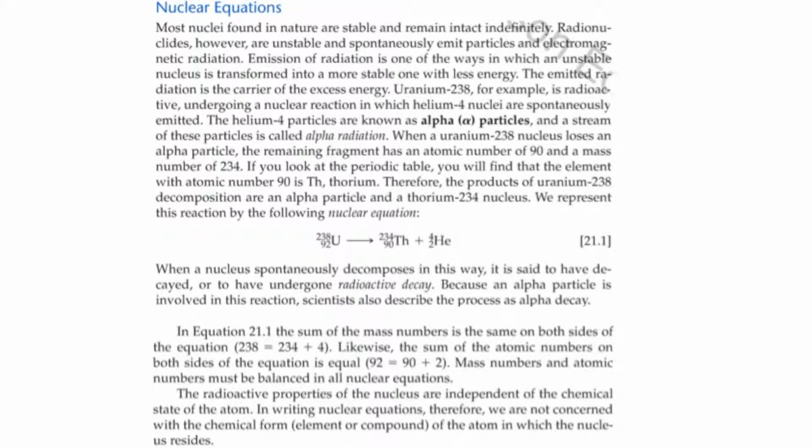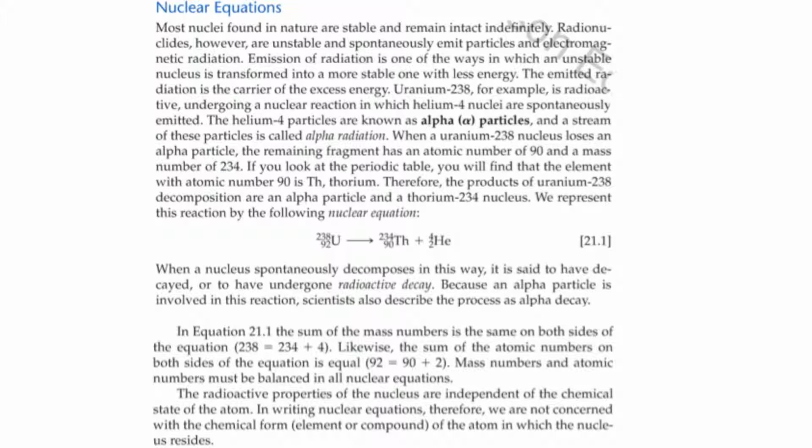When a uranium-238 nucleus loses an alpha particle, the remaining fragment has an atomic number of 90 and a mass number of 234. If you look at the periodic table, you'll find that the element with atomic number 90 is thorium. Therefore, the products of uranium-238 decomposition are an alpha particle and a thorium-234 nucleus. We represent this reaction by the following nuclear equation. When a nucleus spontaneously decomposes in this way, it is said to have decayed or to have undergone radioactive decay. Because an alpha particle is involved in this reaction, scientists also describe the process as alpha decay.